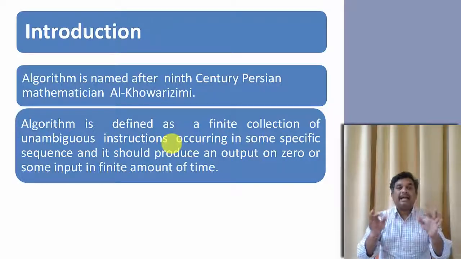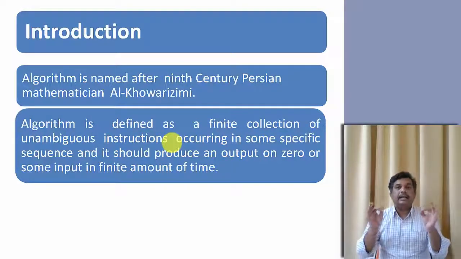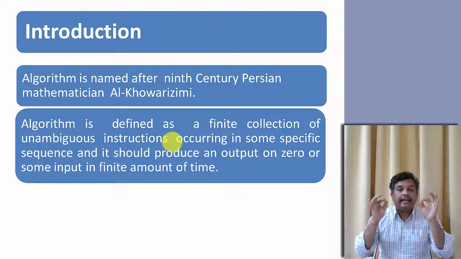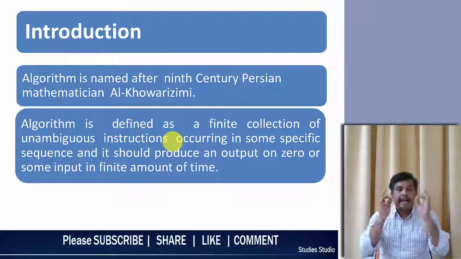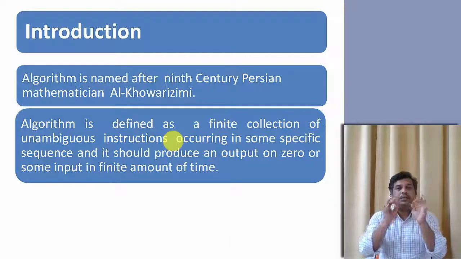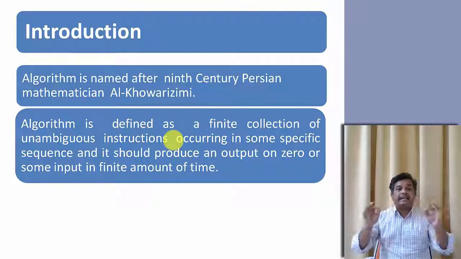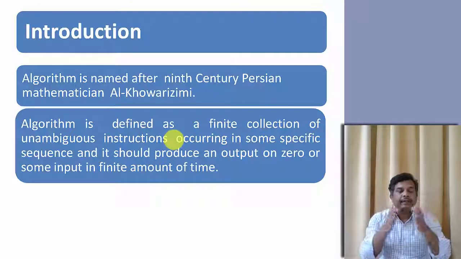An algorithm is defined as a finite collection of unambiguous instructions occurring in some specific sequence, and it should produce an output on zero or some input in a finite amount of time. So in a very simplified format, an algorithm must take either zero or more inputs, it must produce at least one output. Each instruction must be clear and unambiguous, and it must terminate after a finite number of steps.